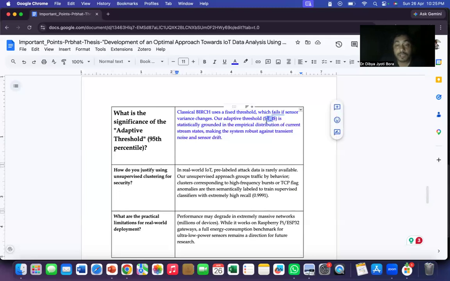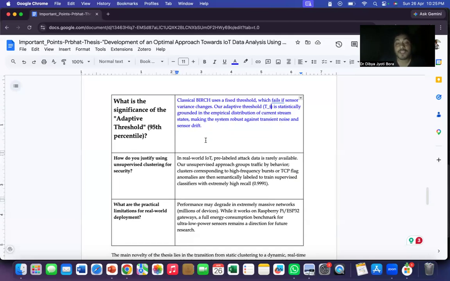We don't consider the fixed value. This is statistically grounded in the empirical distribution of the current stream state, making the system robust to transient noise and sensor drift. So what we are taking is an adaptive threshold, and as the adaptive threshold we are considering the 95th percentile. So that helps the system be robust against transient noise and sensor drift.